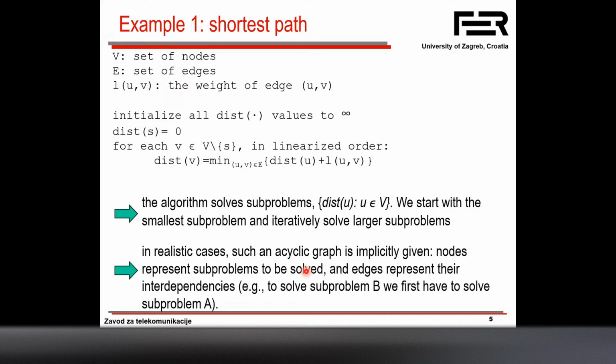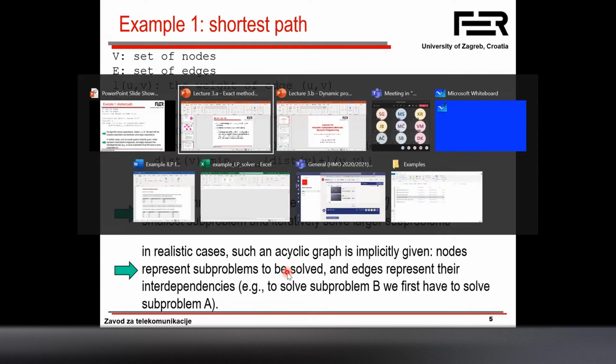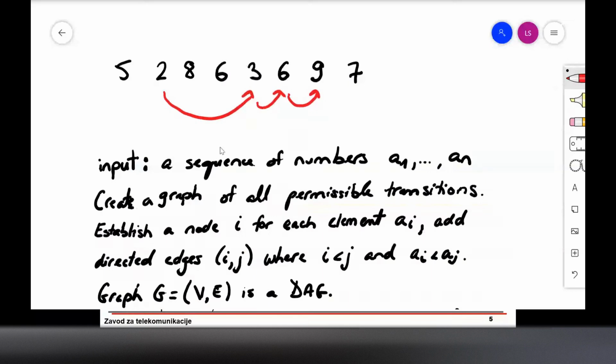Let me just show an example of, let's say, the longest increasing subsequence. Okay, I think I have it open over here. Let's say we have as an input a sequence of numbers A1 through AN, and we're trying to find an increasing subsequence where the numbers are getting strictly larger, and we're trying to find the one of greatest length. As an example, if we have these numbers over here, the longest increasing subsequence would be 2, 3, 6, 9.